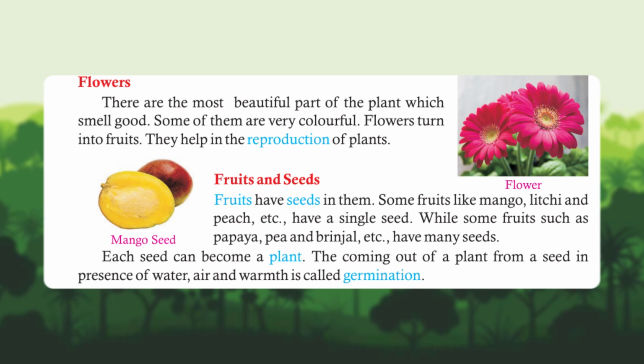Fruits and seeds. Fruits have seeds in them. Some fruits like mango, lychee and peach, etc., have a single seed. While some fruits such as papaya, pea and brinjal, etc., have many seeds. Each seed can become a plant. The coming out of a plant from a seed in presence of water, air and warmth is called germination.